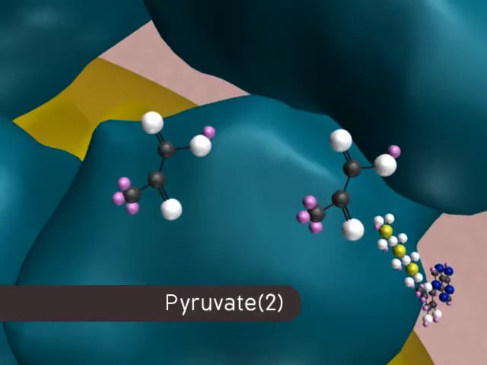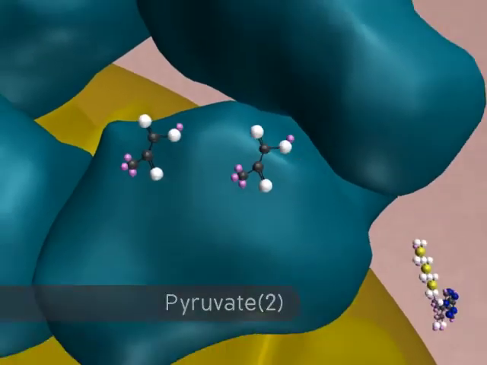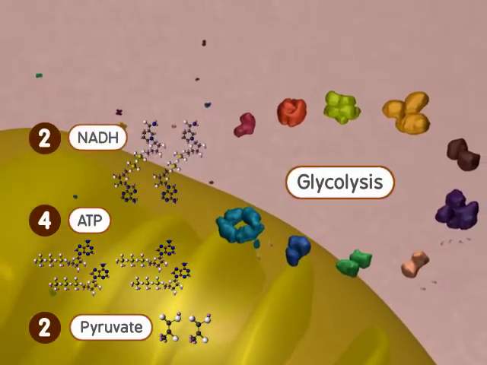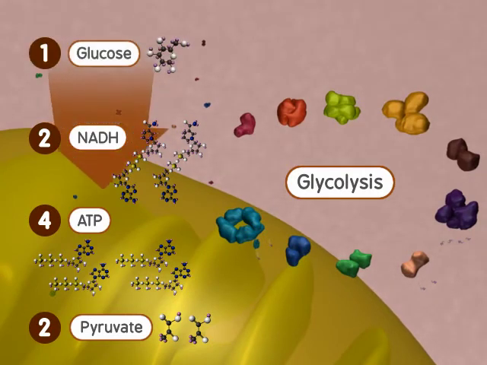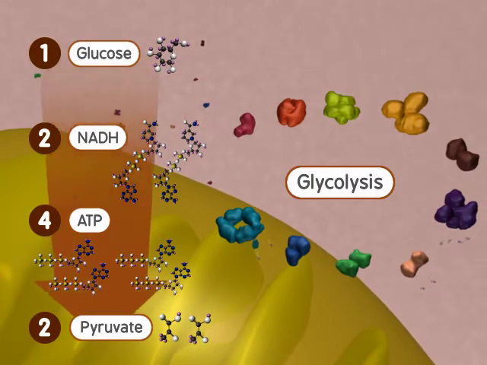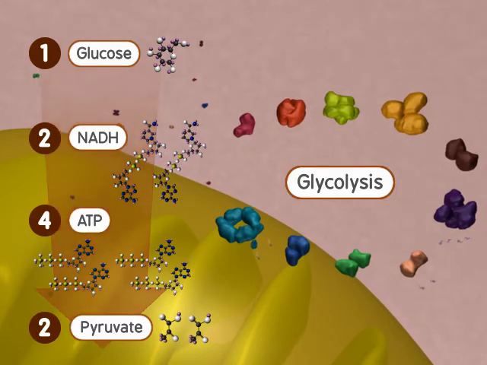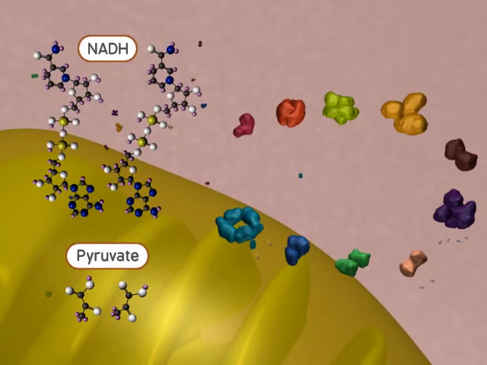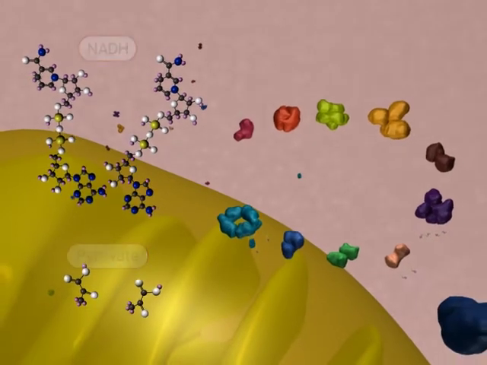At this point, 2 pyruvate molecules, 4 ATPs, and 2 NADHs are formed for each glucose that was broken down in glycolysis. The pyruvates and NADHs could be used in aerobic respiration to produce more energy for the cell.